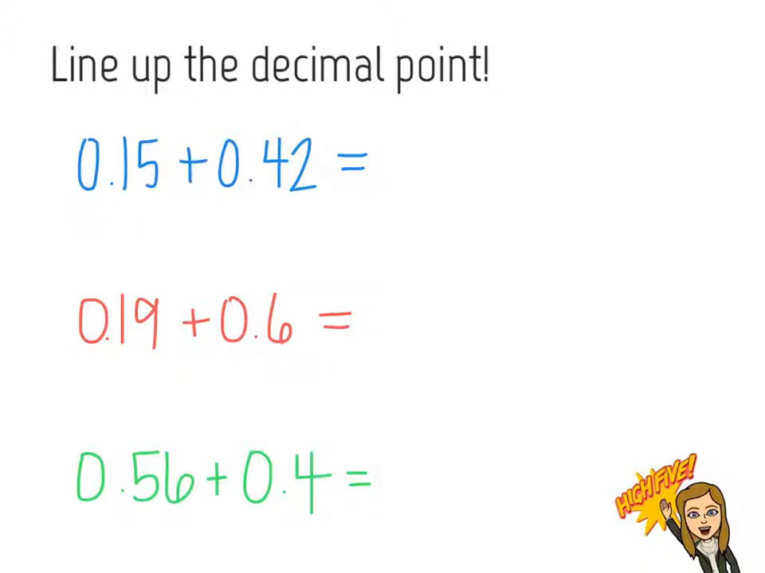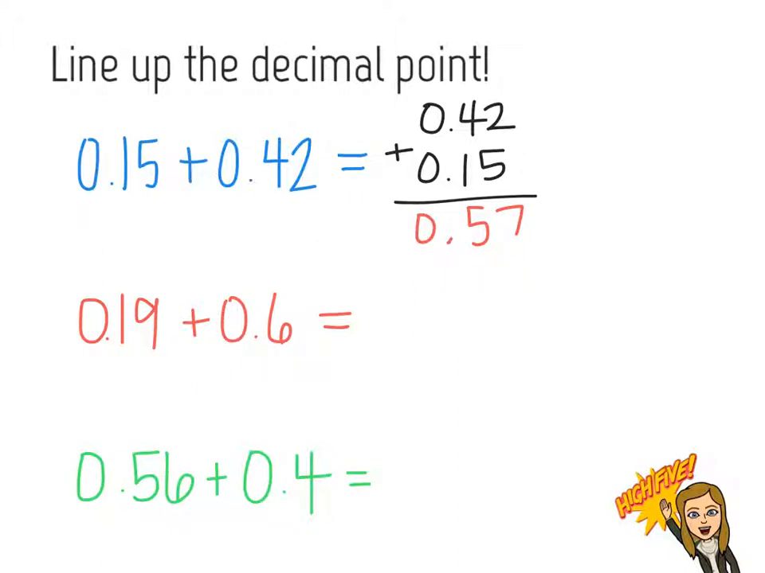So if we have 15 hundredths plus 42 hundredths, I'm going to put 42 hundredths on top since that's the larger decimal. Now it doesn't matter so much that the decimals are on top or bottom when you're adding, but when you're subtracting it really does. So I just say start with addition so that you get in the habit of doing it. So I've lined up my decimal points, now I'm ready to add the numbers. 2 plus 5 is 7, 4 plus 1 is 5, bring the decimal point down, no whole numbers. So our answer is 57 hundredths.